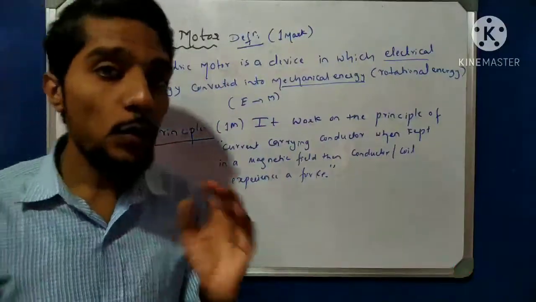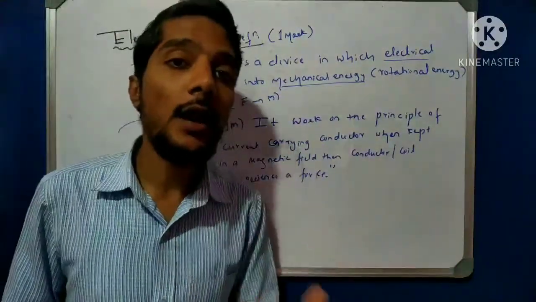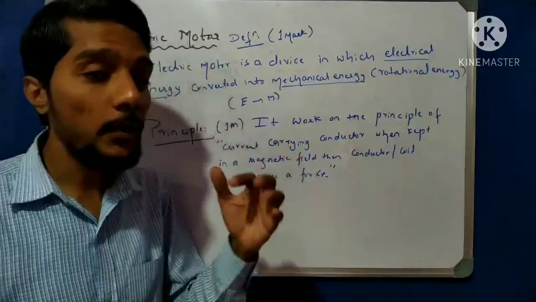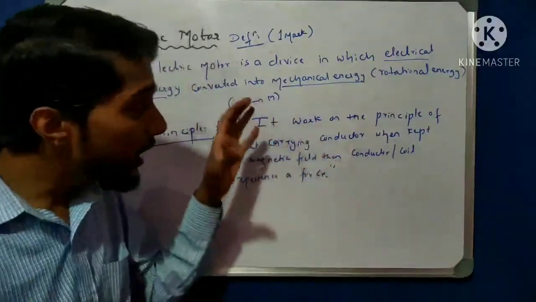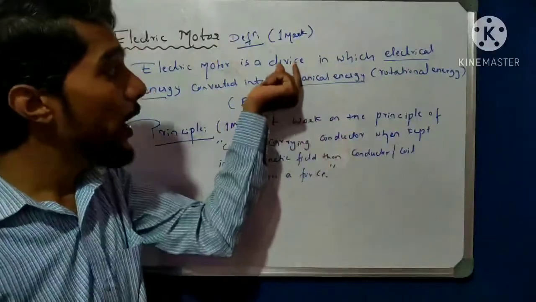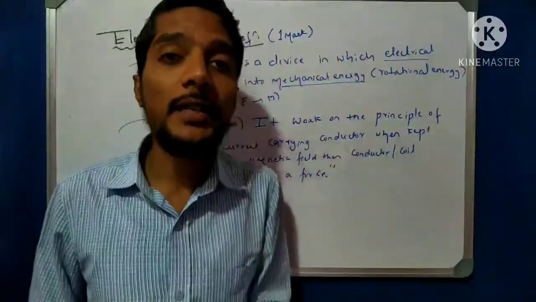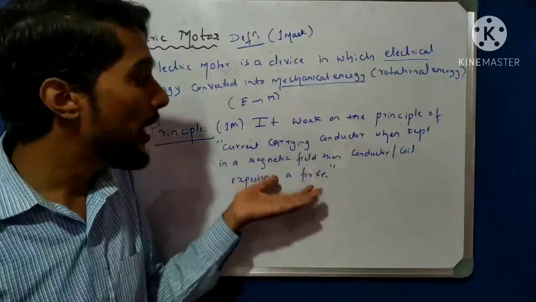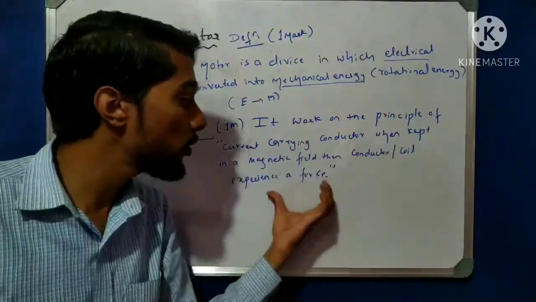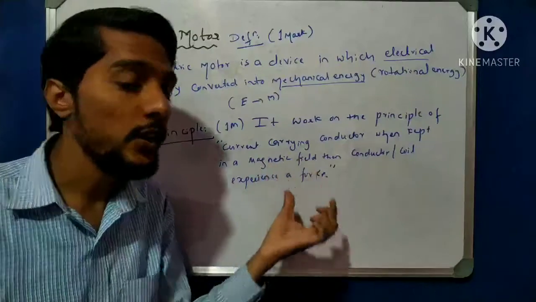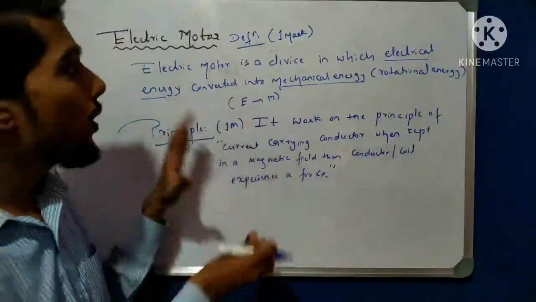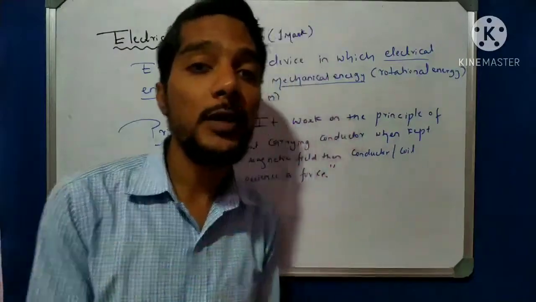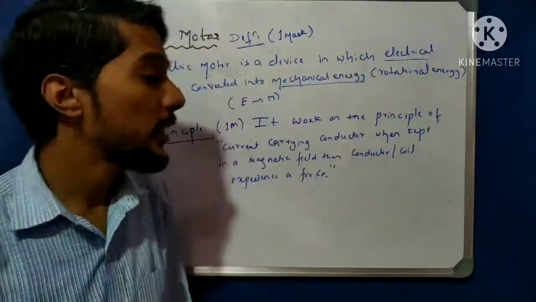So any rule or law, that concept, that principle, can be used to make some devices. This electric motor is a device we defined here, and it is designed by engineers using this principle: a current carrying conductor experiences a force when kept in a strong magnetic field. That principle is used to develop an electric motor. So in examination, if asked on what principle the electric motor works, that is the answer.